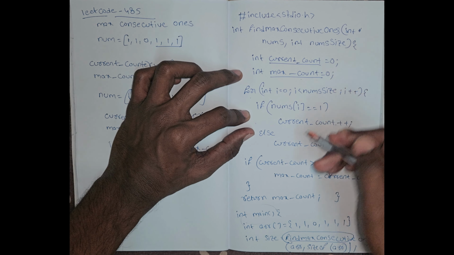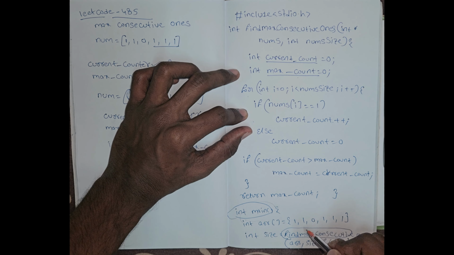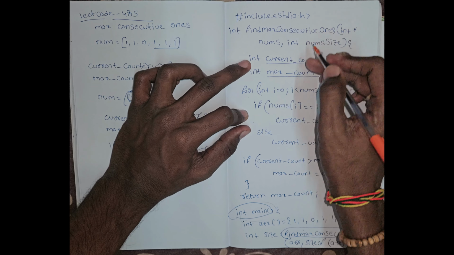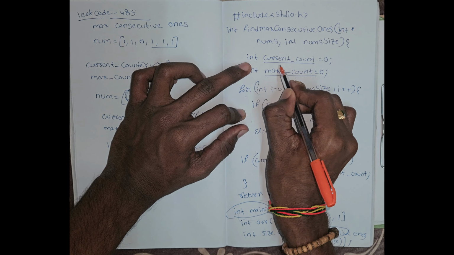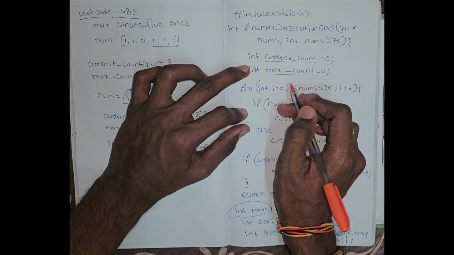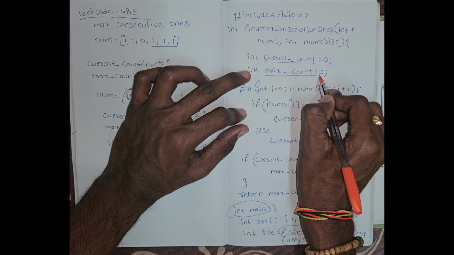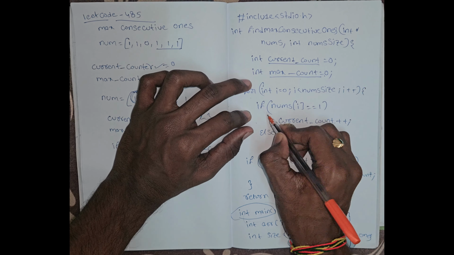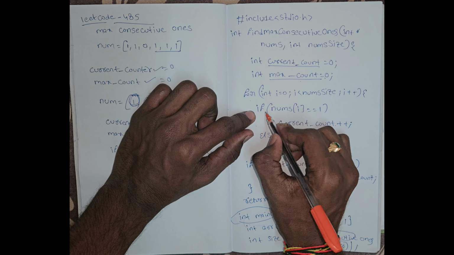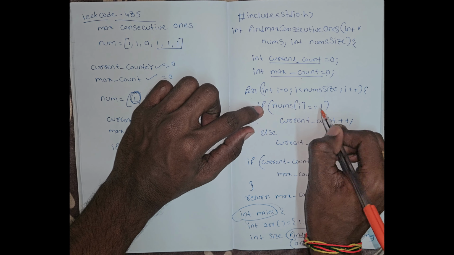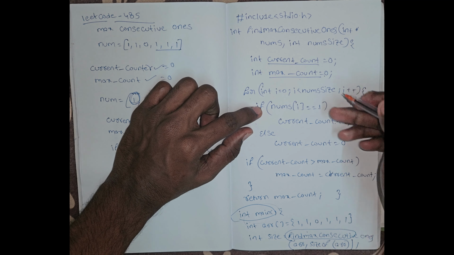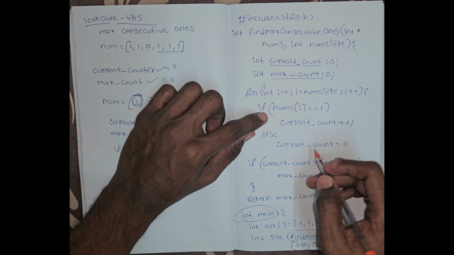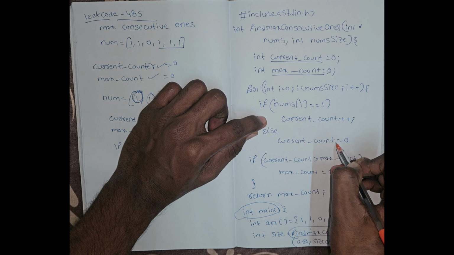Now see the code. This is the main function. Here I call a function, find max consecutive ones. In this function, I have taken current count equal to 0 and one more variable, max count, equal to 0. After that, I have taken a for loop. In that for loop, I have taken a condition. If nums of i equals 1, we increment the count. If it is not equal to 1, we reset it to 0.